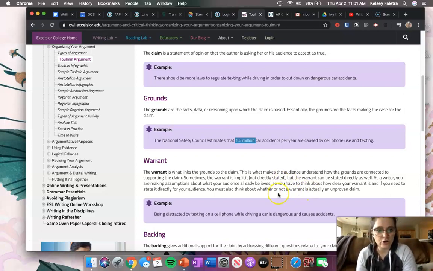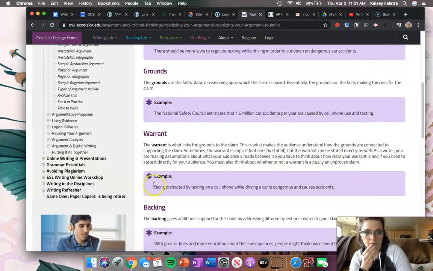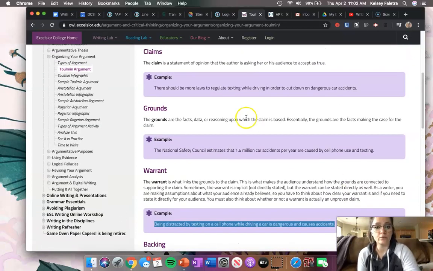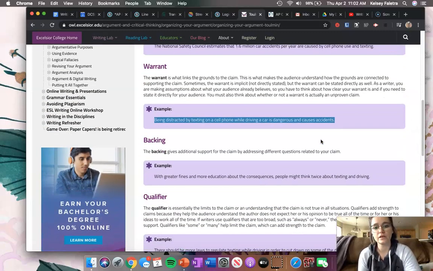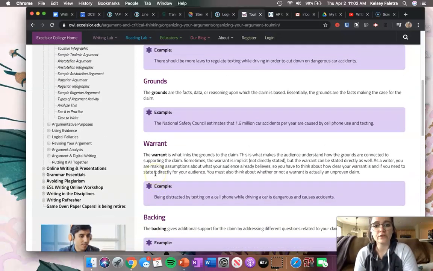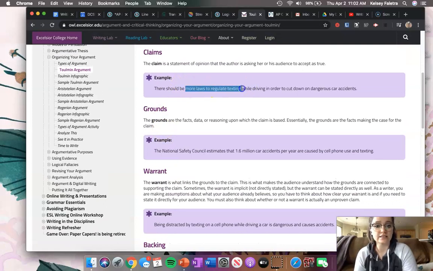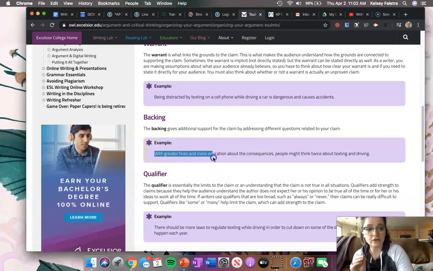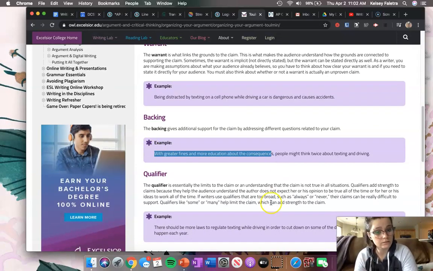An example of a warrant in this particular case would be: being distracted by texting on a cell phone while driving a car is dangerous and causes accidents. So that's why there should be more laws to regulate texting in order to cut down on those dangerous car accidents. The backing gives additional support for the claim. If we're talking about more laws to regulate texting, what does that look like in a practical sense? The backing tells us that what you mean is greater fines and more education about the consequences. That's what it looks like to have more regulation or more accountability.